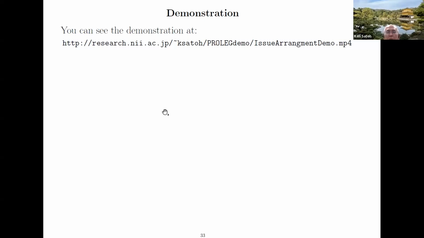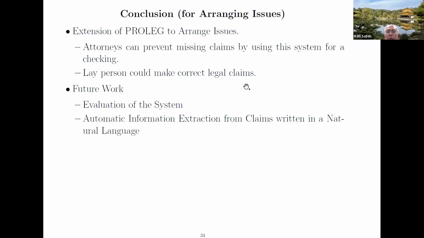Okay, so I go back to the slide here. The conclusion is that extending PROLEG to arranging issues means that attorneys can prevent missing claims by using this system for checking, and laypersons could make correct legal claims. And I would like to make a version of the system which is used by laypersons, and see whether he or she can extract the necessary facts or not.